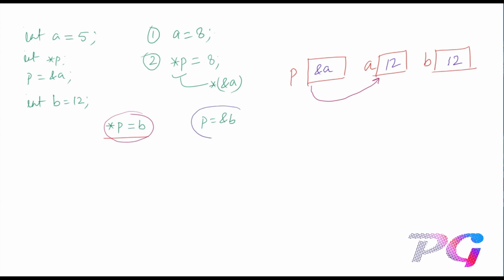Now what is the second? p equals ampersand b. When we write p equals ampersand b, it means p is now the address of b, meaning p is now pointing to b. So in the first case, when we write asterisk p equals b, we are doing nothing but changing the value of a. And in this case, by writing p equals ampersand b, we are changing the reference of p. Now p is referring to the variable b. I think now the basic concept of pointer is clear.